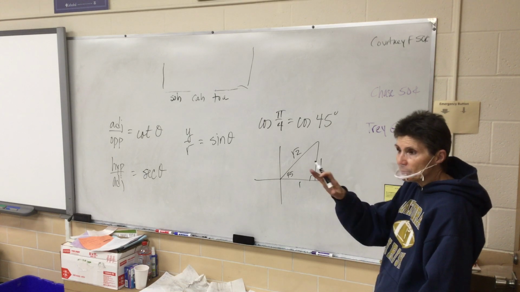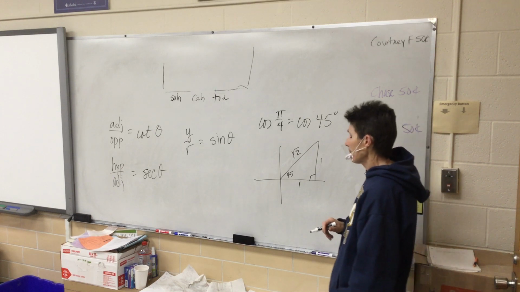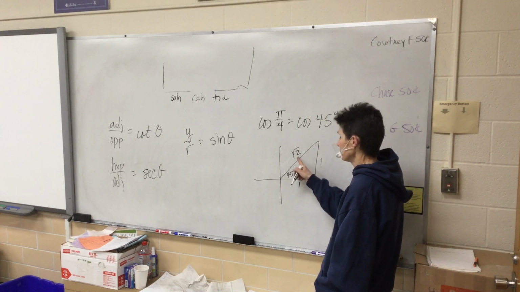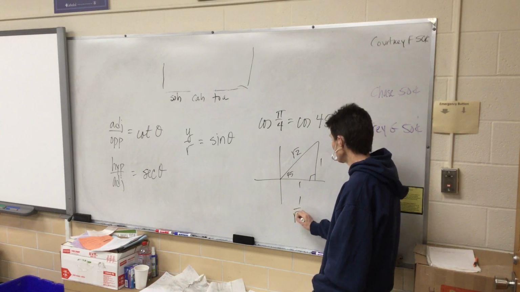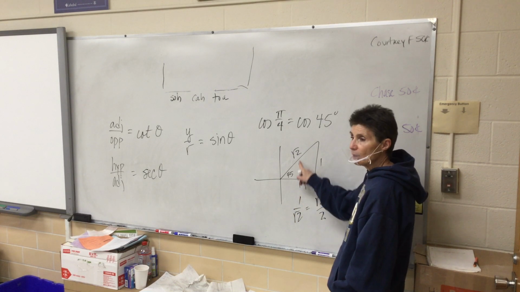All right, everybody with me here? So what's cosine? Root 2 over 2. 1 over root 2, which is indeed root 2 over 2. That's exactly right. Adjacent over hypotenuse.